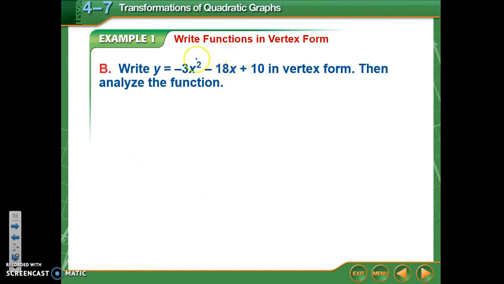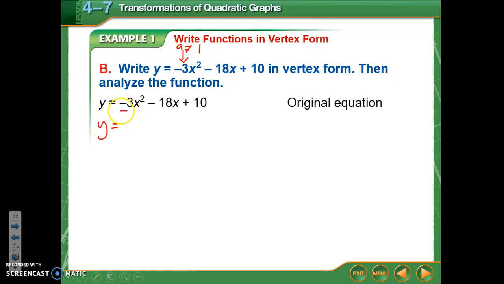All right, let's take a look at this function, negative 3x squared minus 18x plus 10. So this is our original equation, and I'm going to just write out here how we would simplify this. If a is not equal to 1, then we have to factor it out or divide everything by that number. So what I'm going to do is I'm going to factor a negative 3 out of these first two terms.